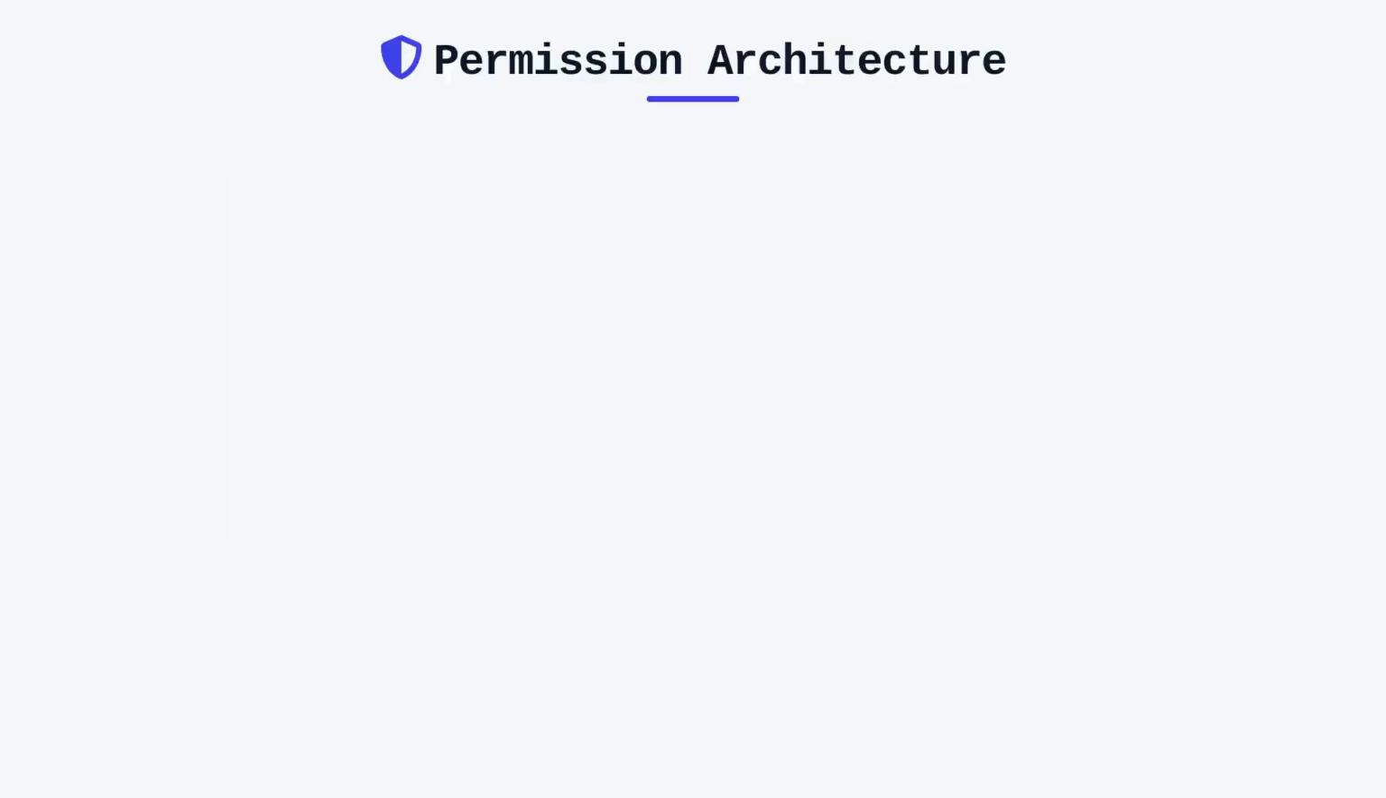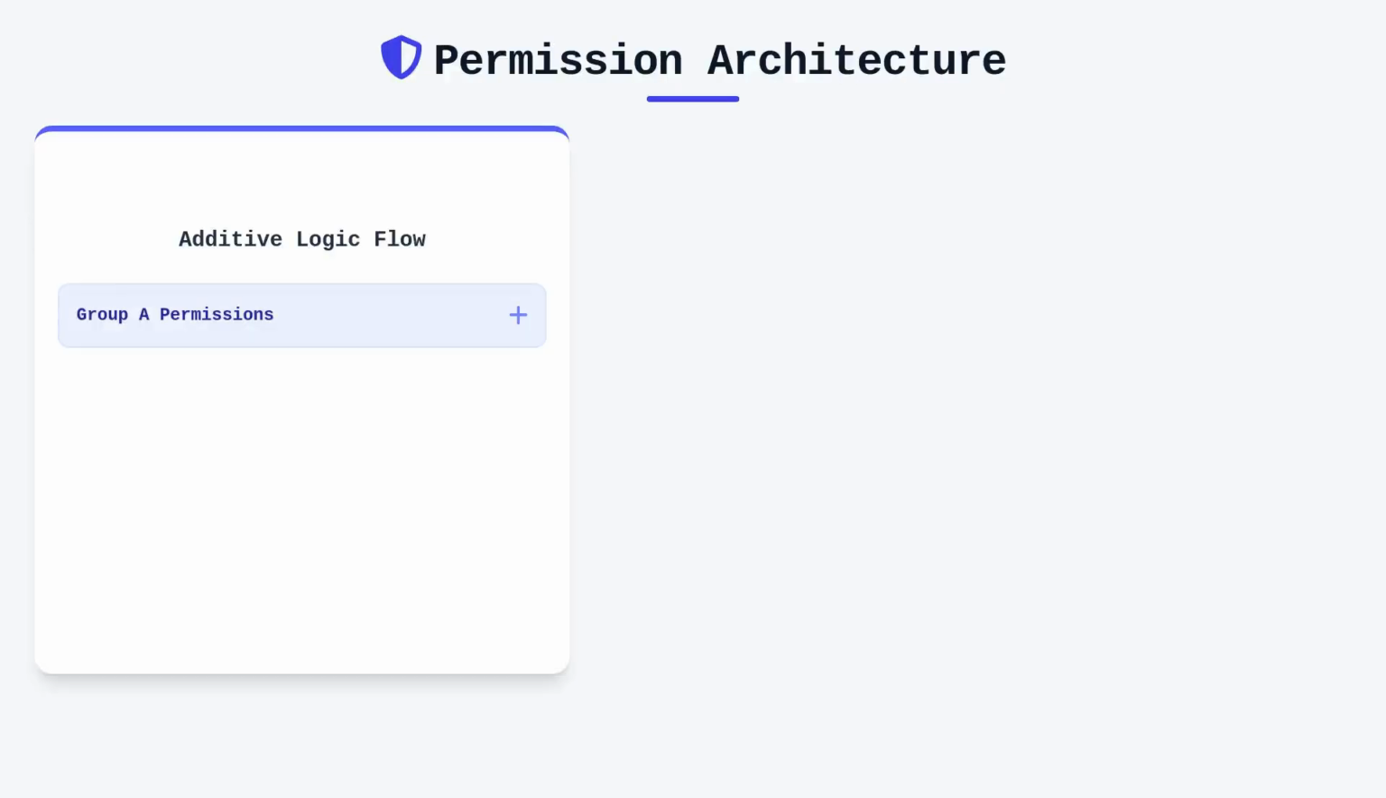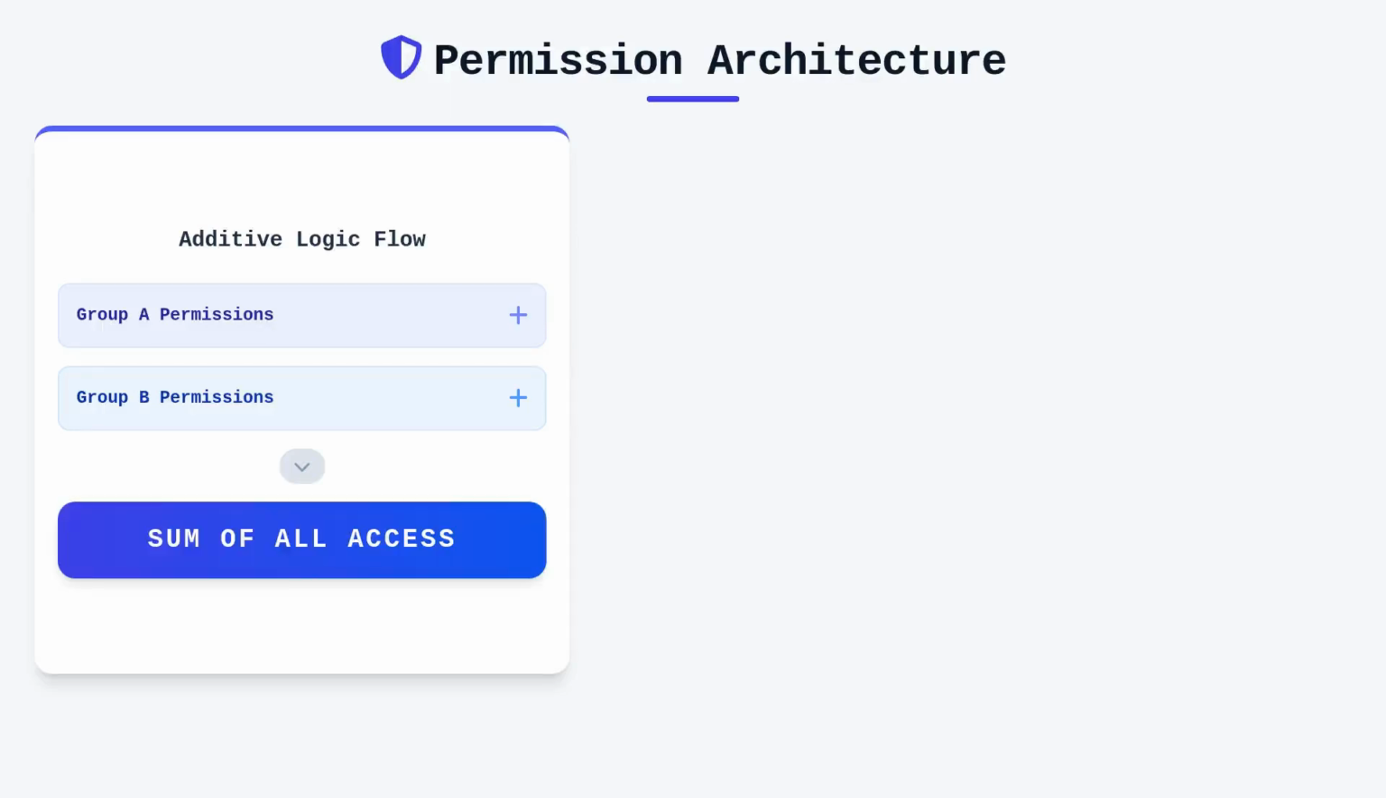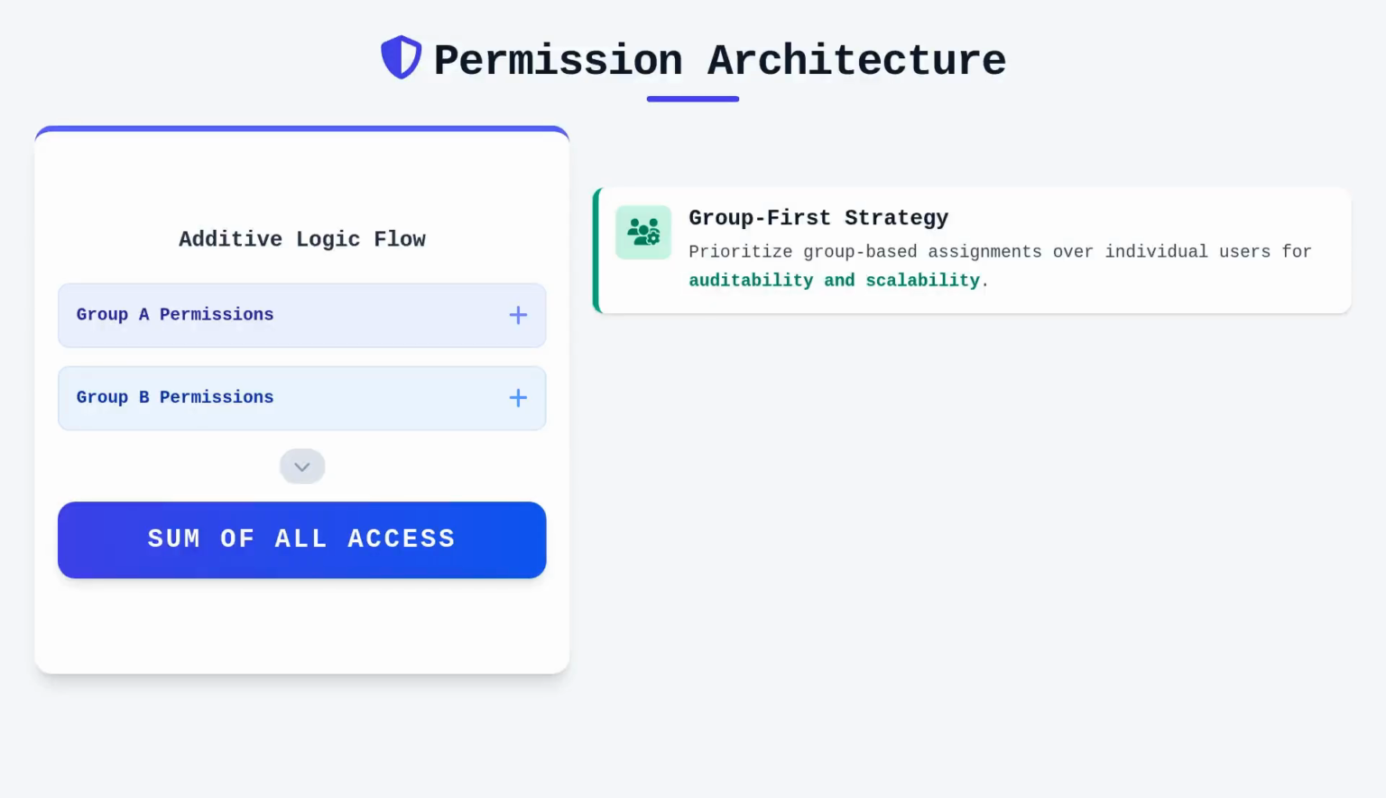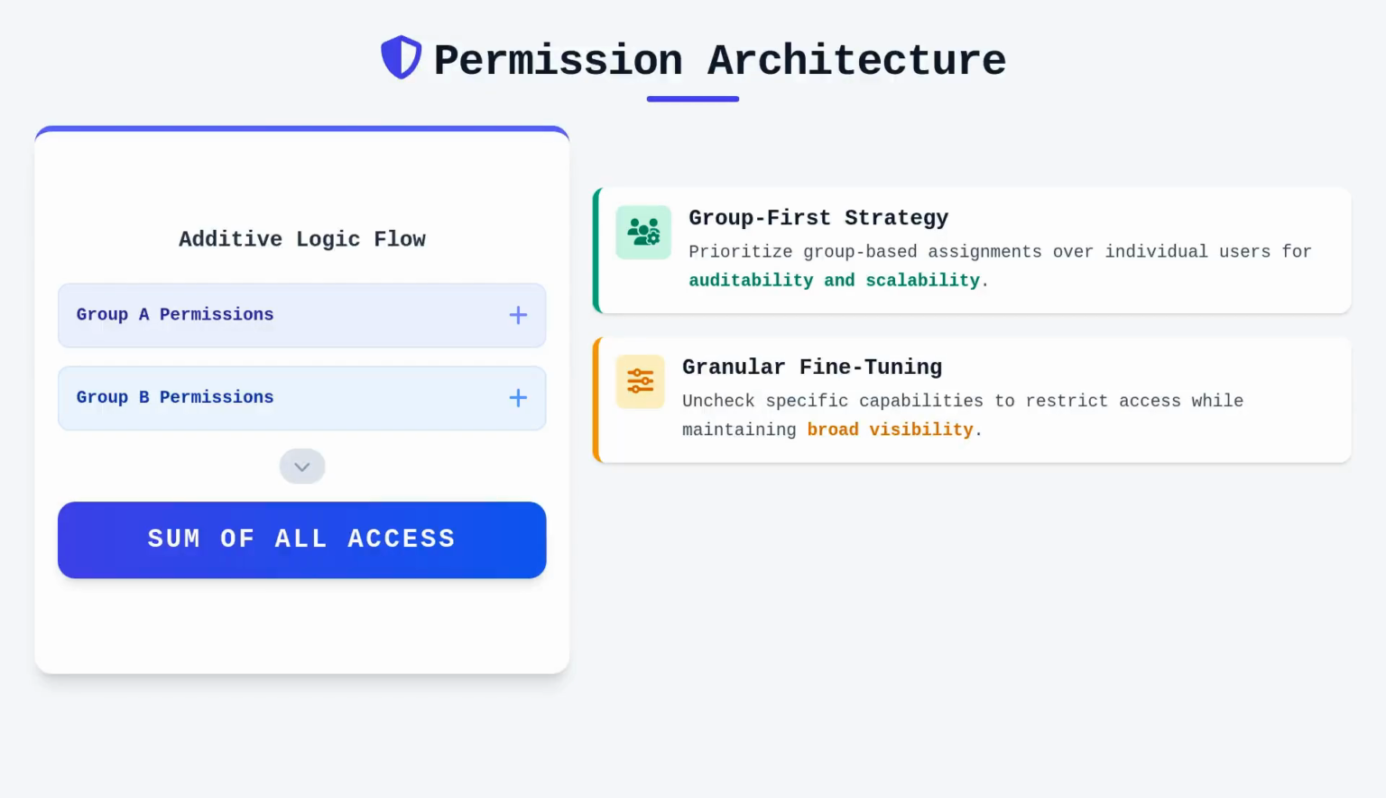The architecture of these permissions is inherently additive, meaning that if you assign a user to multiple groups that grant different levels of access to the same safe, that user will possess the sum of all permissions granted across those groups. When managing these assignments, always prefer group-based permissions over individual user assignments to keep your environment maintainable and easier to audit as your organizational structure shifts. If you find that a user needs restricted access, you can fine-tune their capabilities by unchecking specific permissions while keeping them as a member of the safe for broad visibility.